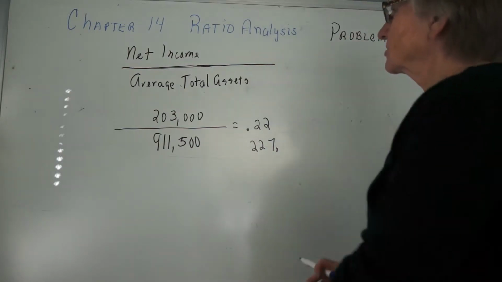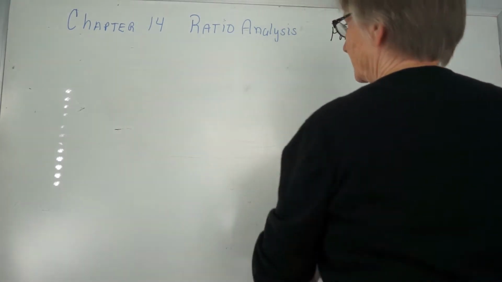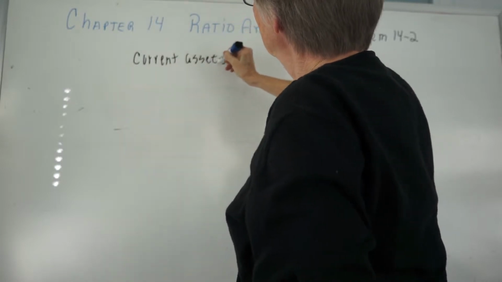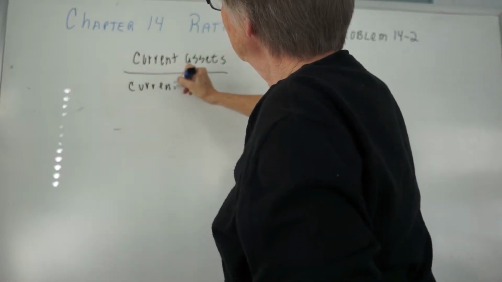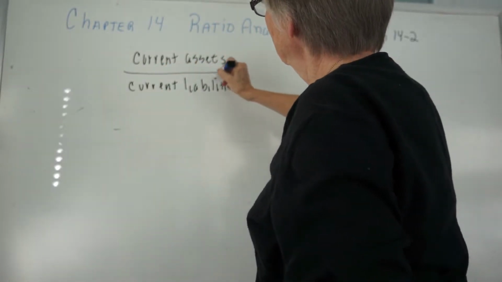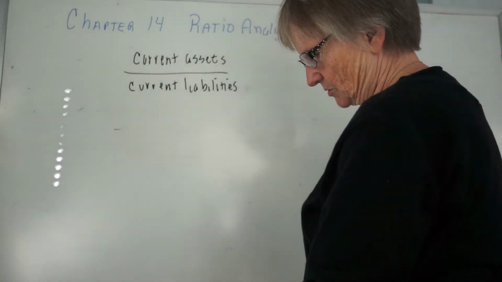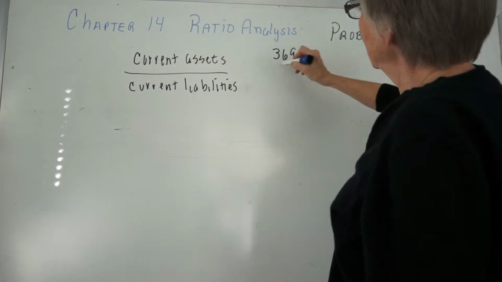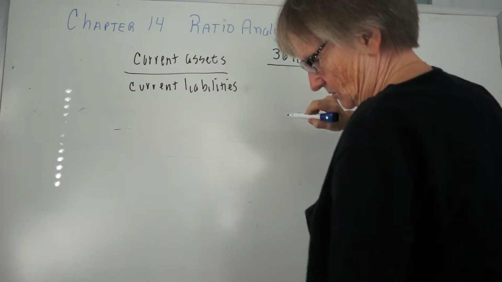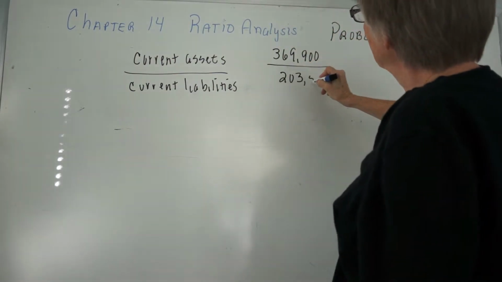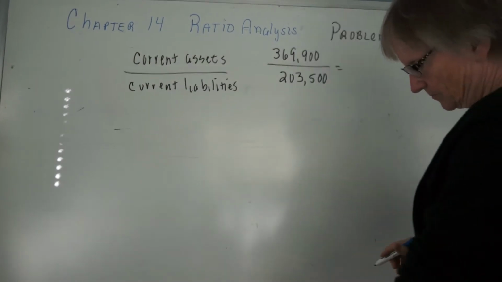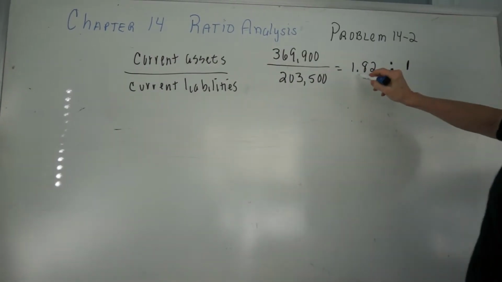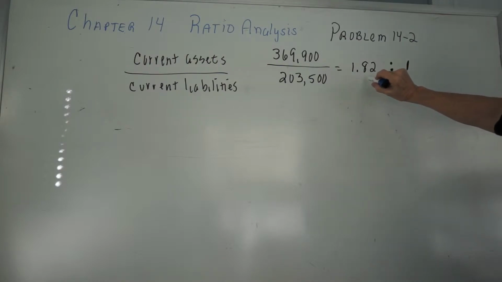Then the next thing they ask us is the current ratio. Current ratio is equal to current assets divided by your current liabilities. This problem gives us both. We go to the balance sheet, total current assets, 369.9. Total current liabilities, if we go down a little bit, we see the total current liabilities, 2035. And you divide them out, and you get 1.82. And this is usually expressed 1.82 to 1. In other words, for every dollar of liabilities, they've got $1.82 of assets to cover it.